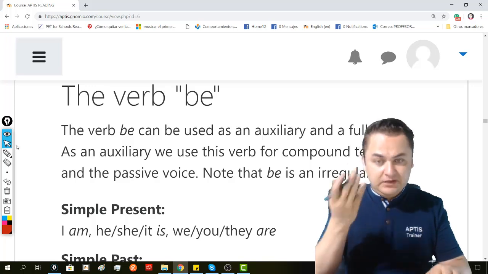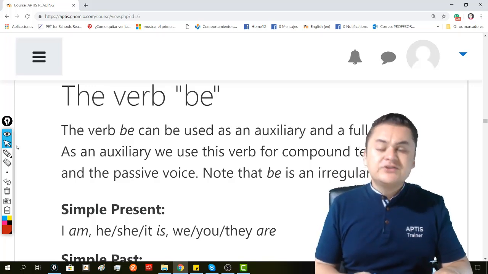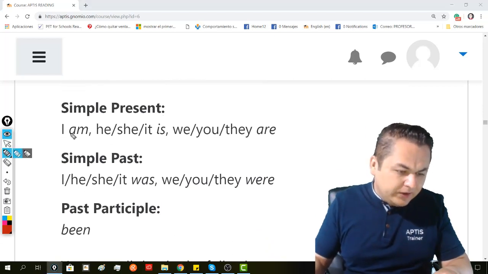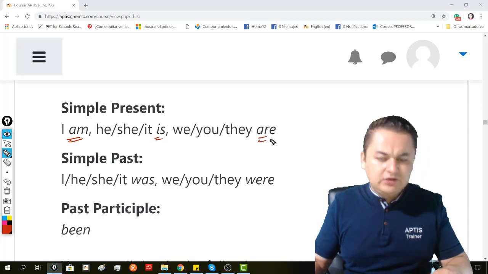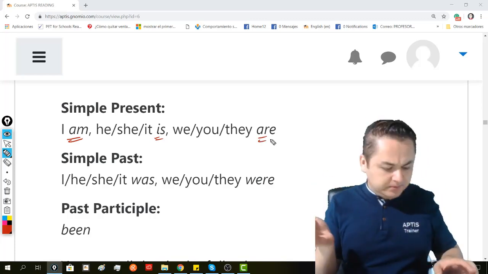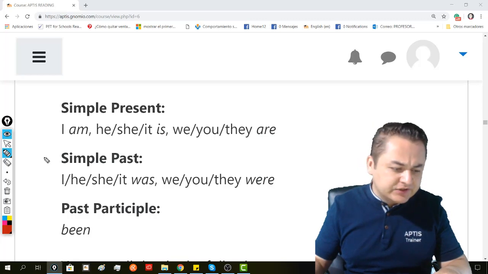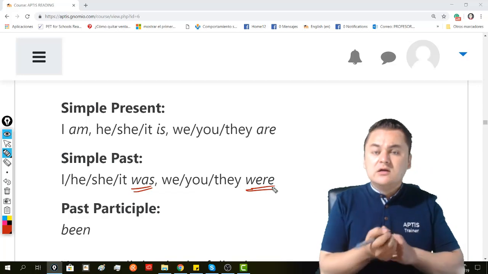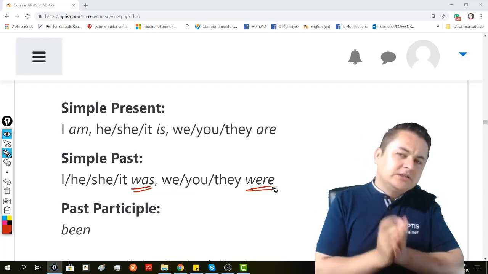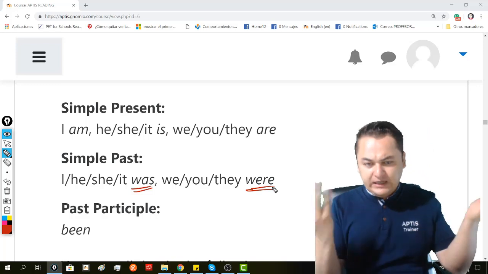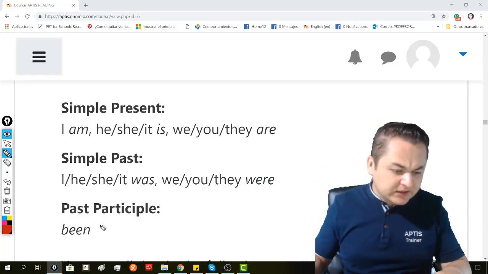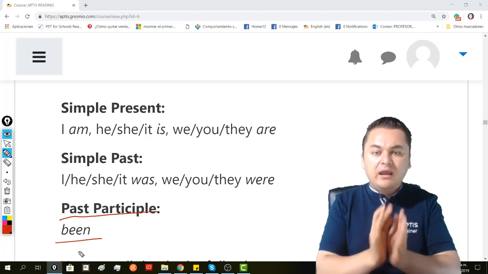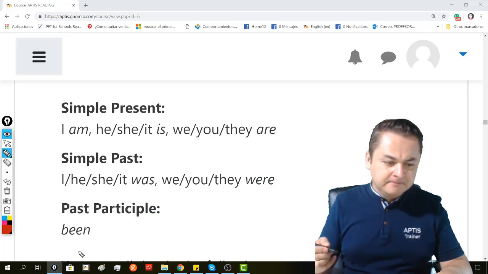So the first one, probably you have seen it in your courses, is the verb to be. Needless to say, we use am, is, and are for all the be forms. I am, you are, he is, she is. In the past form of the verb to be, we have was and were. I was, he was, she was, you were, we were, they were. Again, probably you know this. And the past participle would be the word been. Been. That would be the word for the past participle.